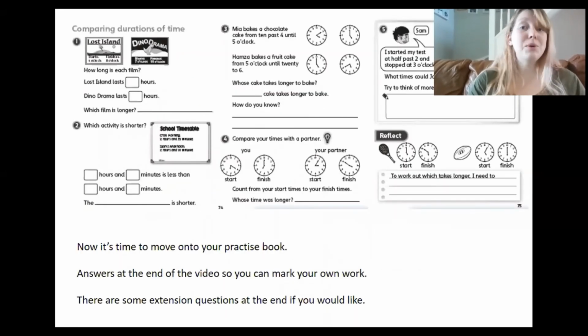Now it's time to move on to your practice books. You're going to start on page 73, comparing durations of time. Just like yesterday, the answers to these questions are at the end of the video, and there are some challenge questions before. Pause the video now and have a go at the work in your practice books.